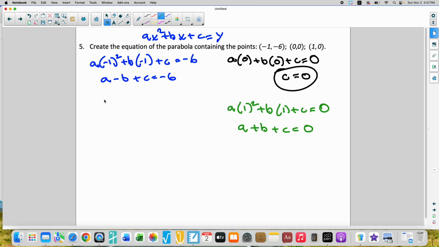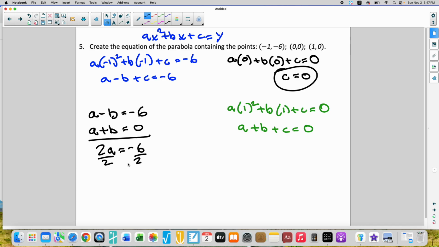We know that c is 0, so we can simplify those two equations to a minus b equals negative 6, and a plus b equals 0. If we add these, we get 2a equals negative 6. Divide by 2, divide by 2. A equals negative 3.